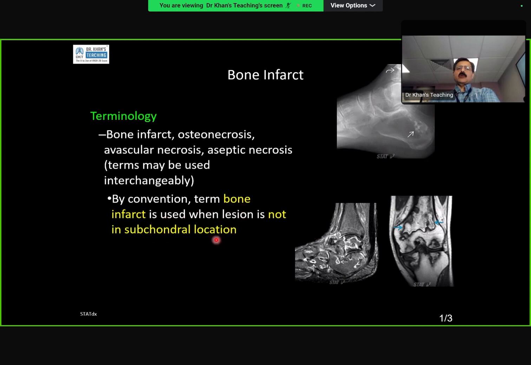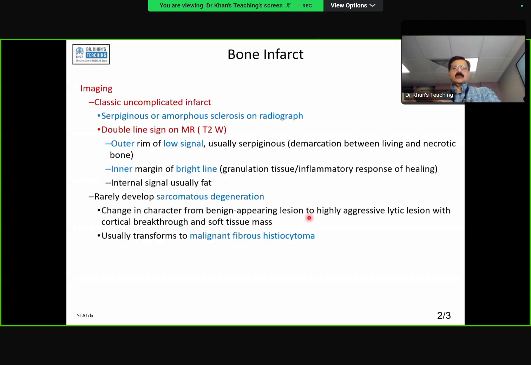When a lesion is not subchondral, you call it avascular necrosis. Otherwise, we call it bone infarct. Having said that, if you call something which is subchondral a bone infarct, there is absolutely no issue, because it is a bone infarct. This example shows that this portion here is not subchondral, and this one is subchondral. So the key point is that bone infarct is the same thing as avascular necrosis.